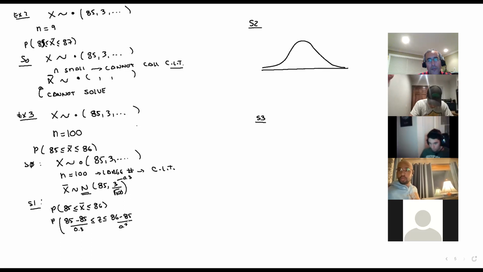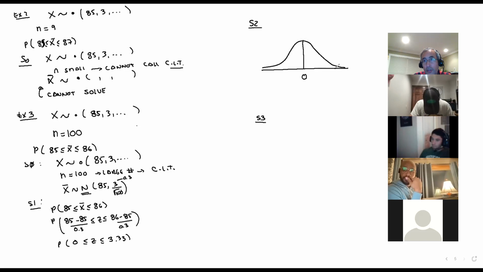This is zero. And one divided by 0.3, 3 point what? 3 point something. 3.333. Yeah, 3.33. And then what I have here is my zero, and I'm interested in 3.33, which is around here. Agree? So what area am I looking for? I'm looking for this part here. Everyone is with me?